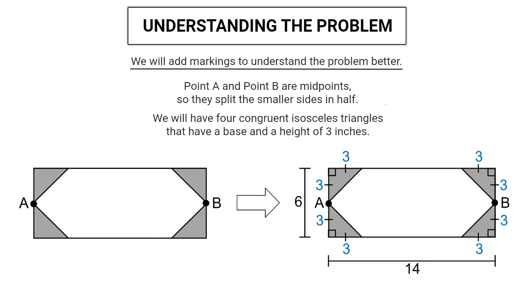Now, the other thing they also said is that all the triangles are congruent, which means they're all the same size, and that all these triangles are isosceles. That means that 2 of the sides are congruent on each triangle. So if one side of the triangle is 3, the other side is also 3. So essentially, you've got 4 triangles, and they all have a base and height of 3.